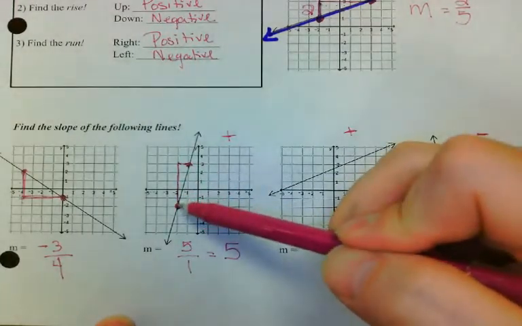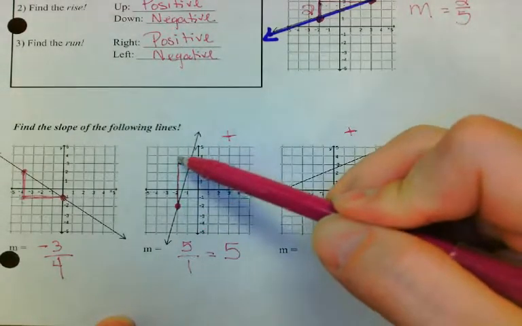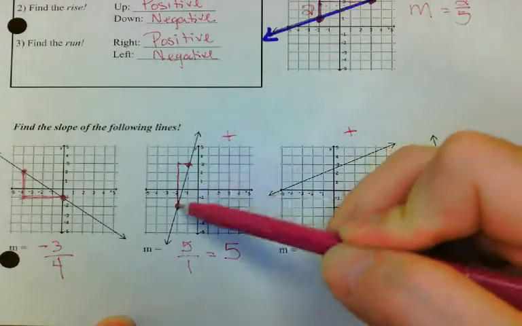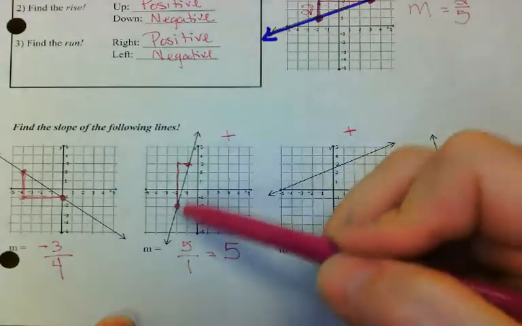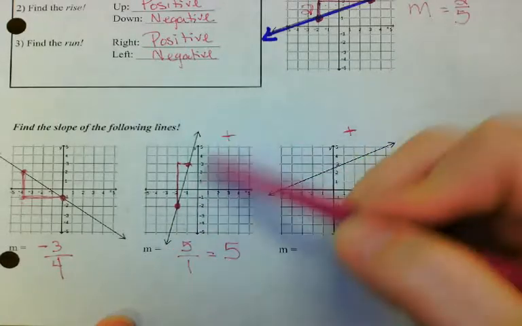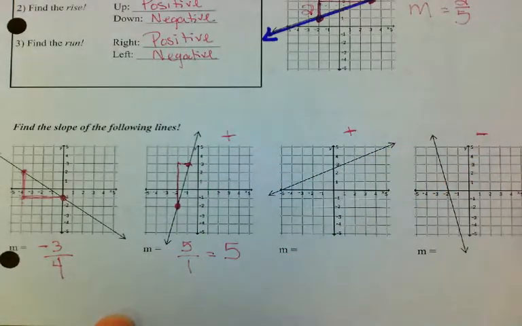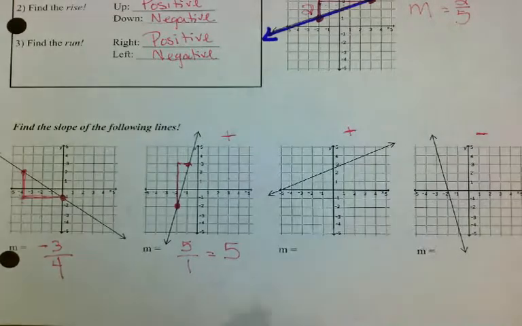And you can get the positive from either knowing that you're going up and then you're going over, so both of these directions are positive, or if you just want to look at the graph, you can see that this one is a positive slope. It is going up, so your answer should be positive.